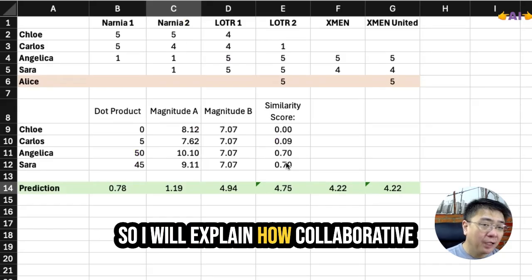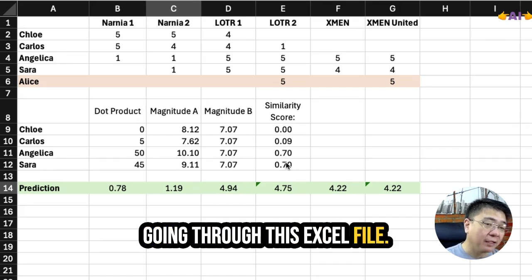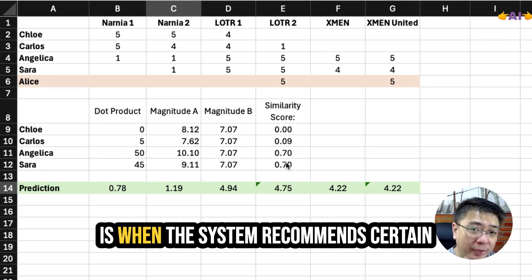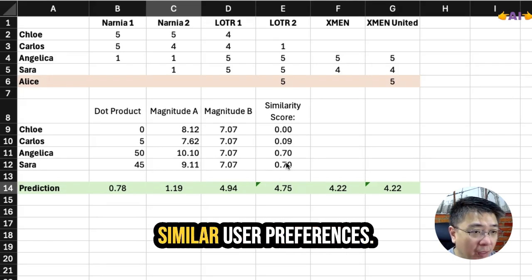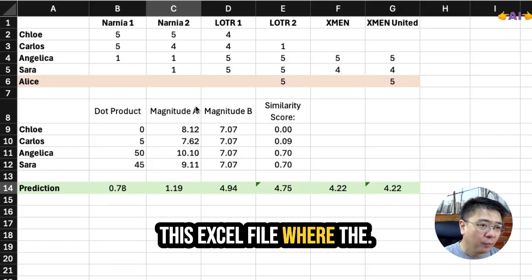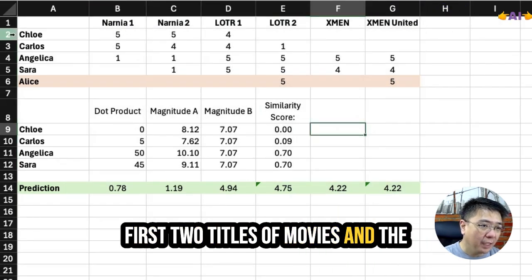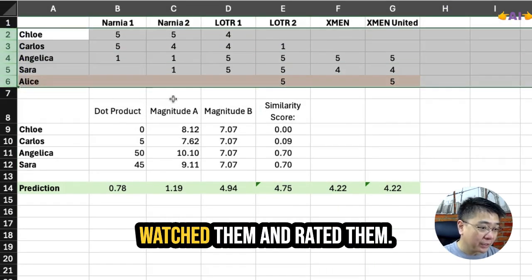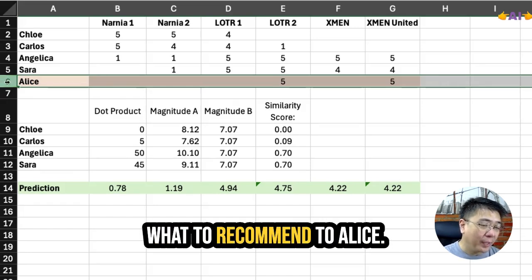So I will explain how a collaborative recommender system works by going through this Excel file. But essentially, user collaborative is when the system recommends certain items to a user based on similar users' preferences. So let's take a look at this Excel file, where the columns are the titles of movies and the rows are the people who've actually watched them and rated them. And we are specifically interested in what to recommend to Alice.